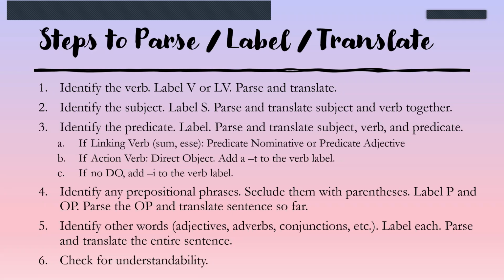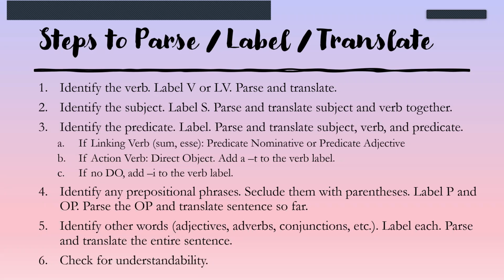Then we're going to identify the subject. Label it the subject, parse, and then translate just those 2 parts, subject and verb. Then identify the predicate. Label, parse, and translate just those parts. The predicate can take a couple of forms.